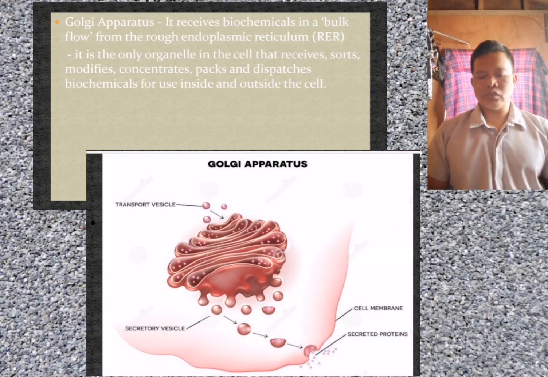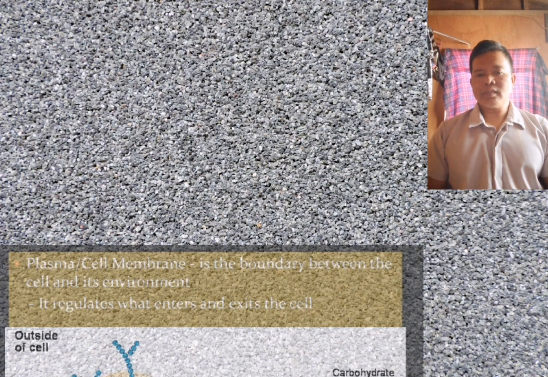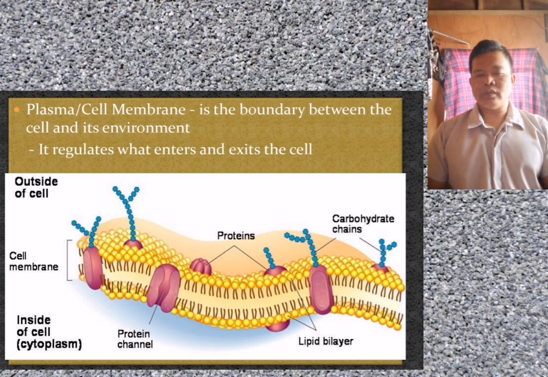The Golgi apparatus receives biochemicals in the bulk flow from the rough endoplasmic reticulum. It is the only organelle in the cell that receives, sorts, modifies, concentrates, packs, and dispatches biochemicals for use inside and outside of the cell. The plasma or the cell membrane is the boundary between the cell and the environment. It regulates what enters and exits the cell.